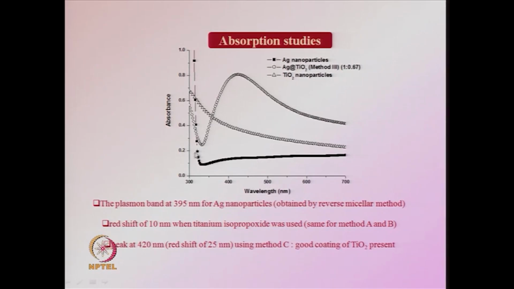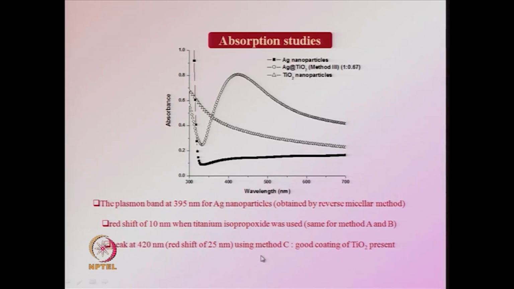You had this band of pure silver particles. When you put titanium dioxide on top of silver particles, you see you have a very pronounced band, and this absorption is centered around more than 400 nanometers. So, it is around 420 nanometers. So, there is a shift towards the higher wavelength, which is called a red shift, and this shift is around 25 nanometers, and this was synthesized using a particular method where a good coating of the titanium dioxide was present.